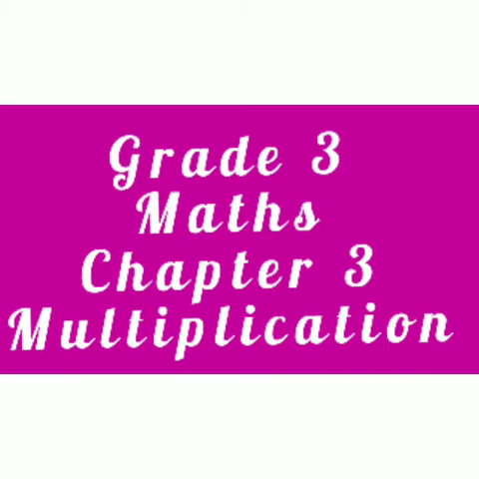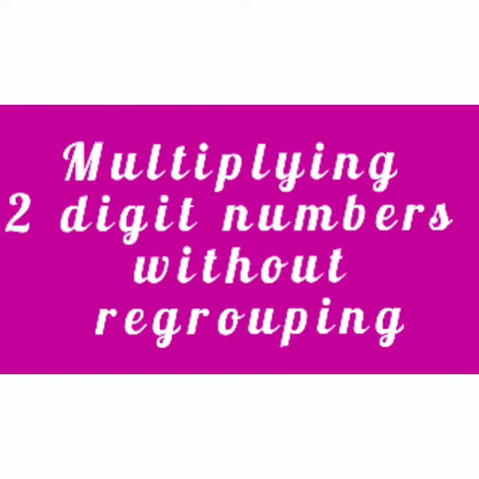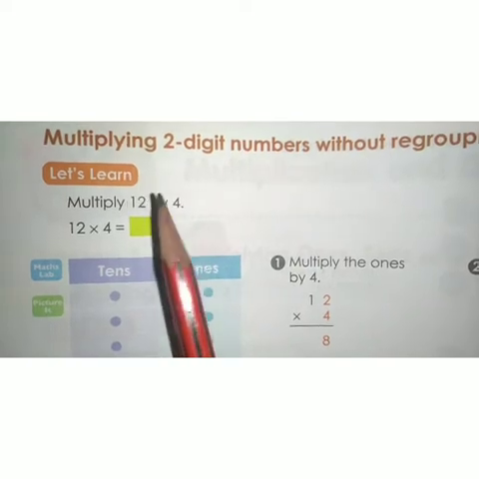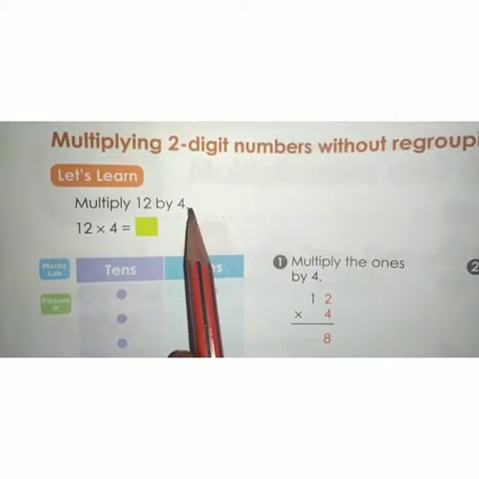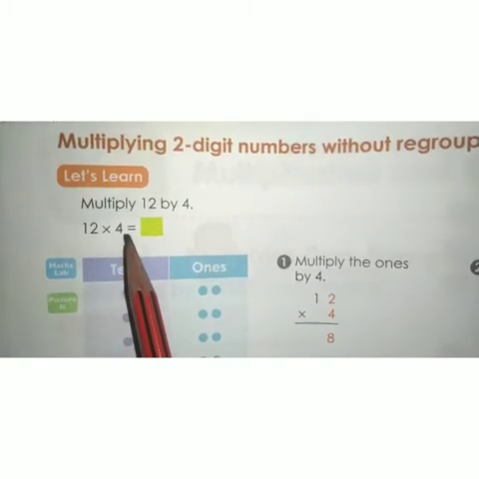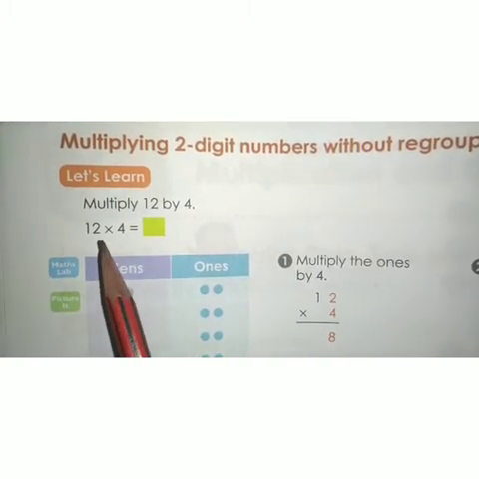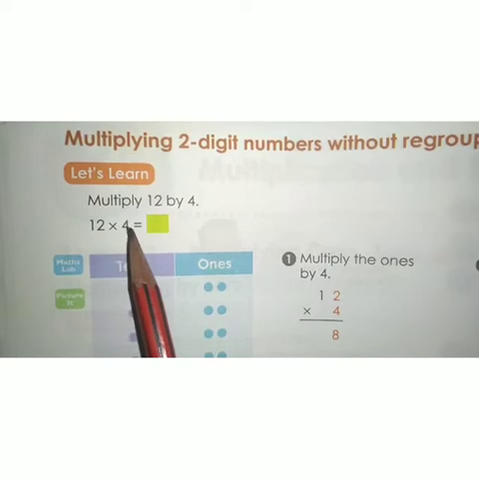Today also we are going to continue with multiplication, multiplying two-digit numbers without regrouping. Without regrouping means we are not going to carry over any value to the next place. Multiply 12 by 4. 12 into 4 equal to dash. We have to multiply these two numbers.